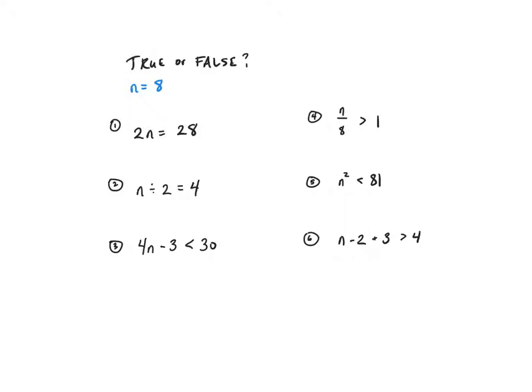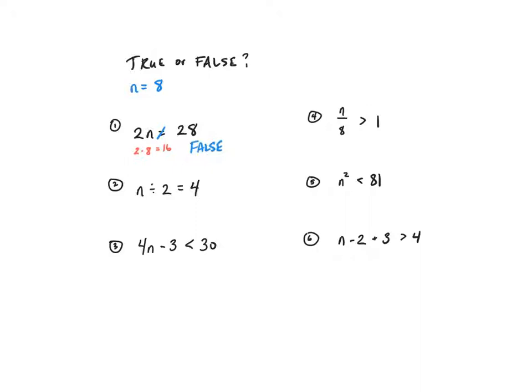So on number 1 here, I have 2n. 2n means 2 times n. So I'm going to substitute 8 for n. 2 times 8 equals 16. Now, my equation says 2n equals 28. 2 times 8 is 16, so that tells me that my equation is false. 2n does not equal 28.